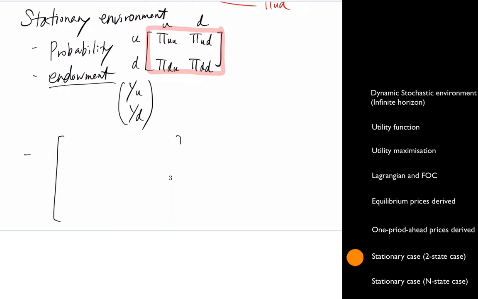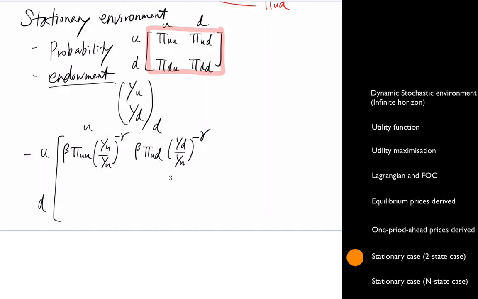If the current state is up, then the one period ahead state prices for the next date's state, up and down, are given by beta times pi uu and beta times pi ud times yd over yu to the power minus gamma. We have yu over yu to the power minus gamma here, but that is simply 1, so let me not write it.